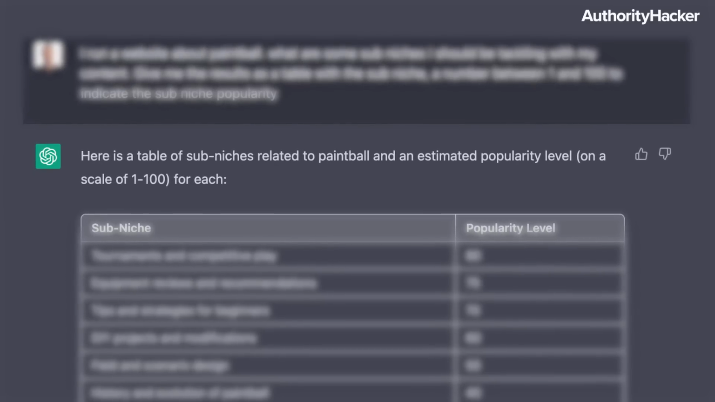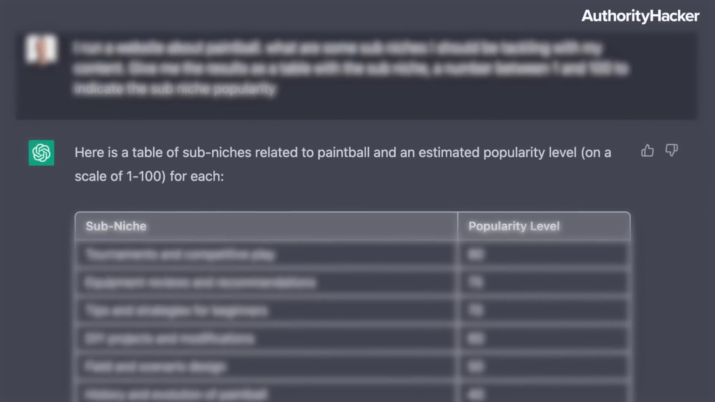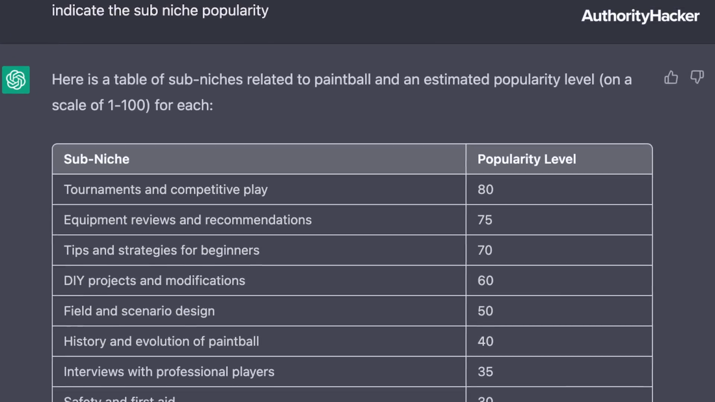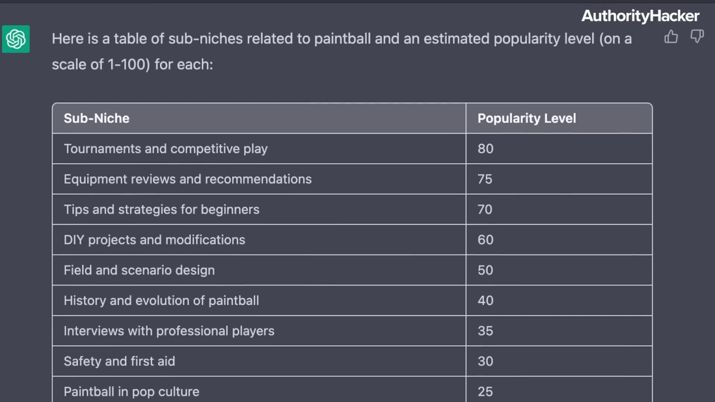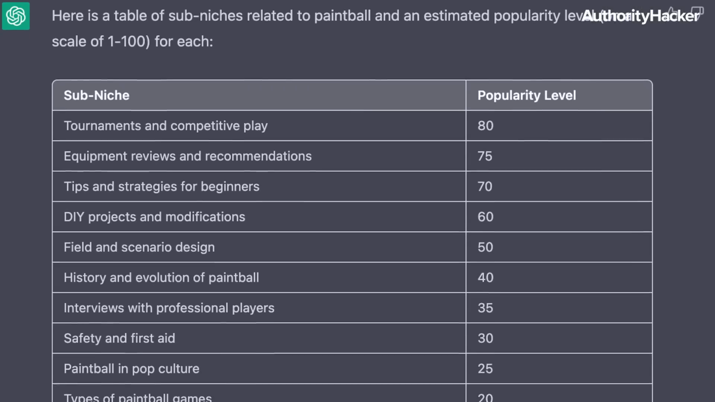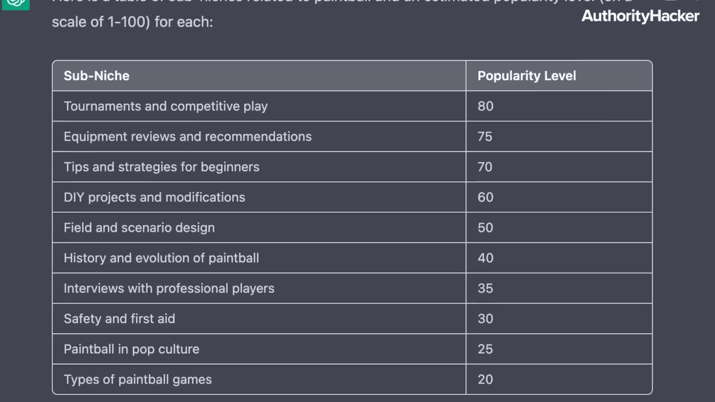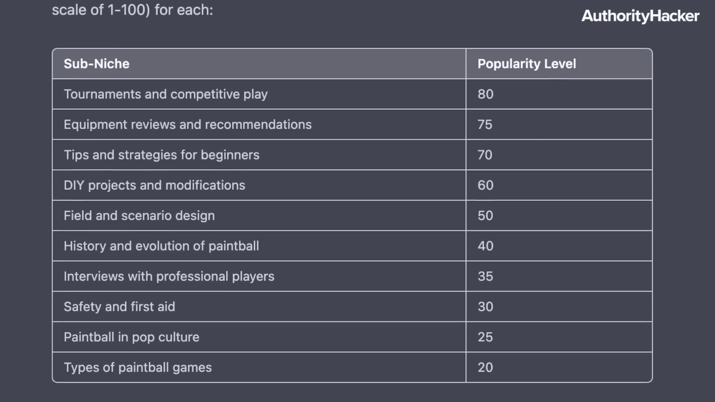Because AI is pretty notorious for just making stuff up, right? But if you look at the answer, it says, here's a table with sub-niches related to paintball, estimated popularity level, that's 1 to 100. And then, some examples are tournament and competitive play, popularity level 80, equipment reviews and recommendations, popularity 75, tips and strategies for beginners, popularity 70, etc. It keeps going through this.